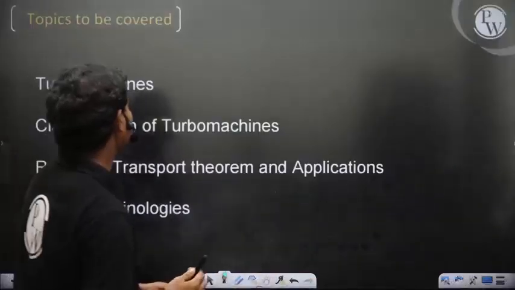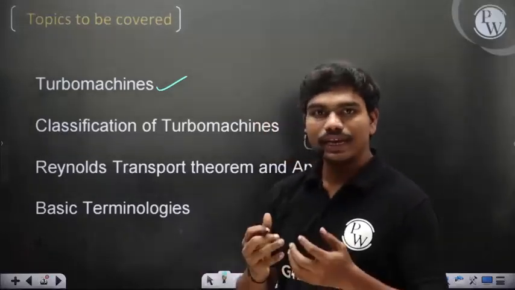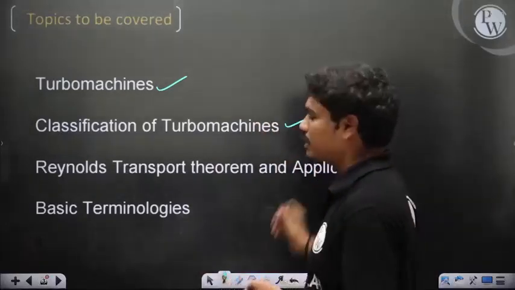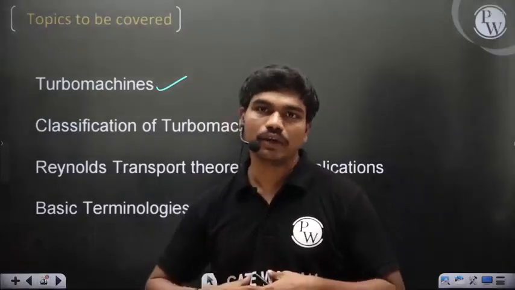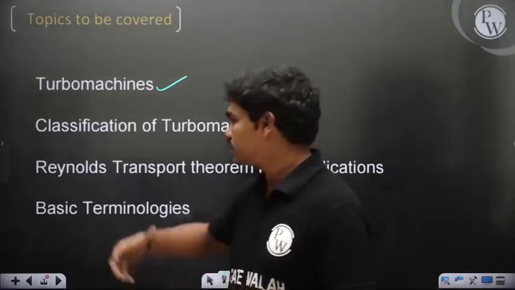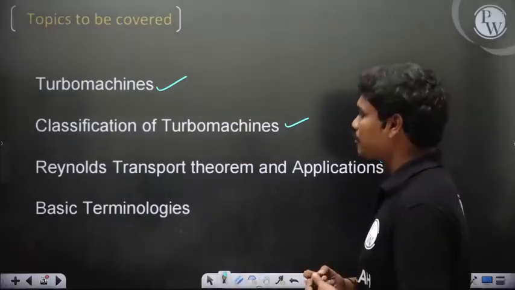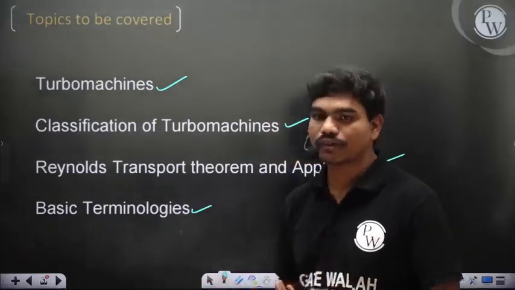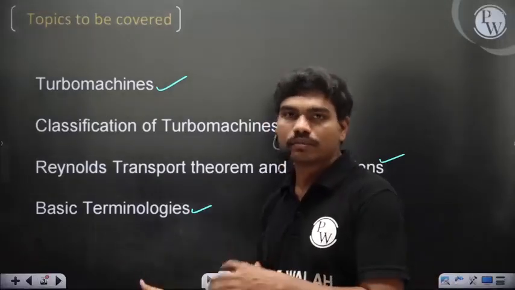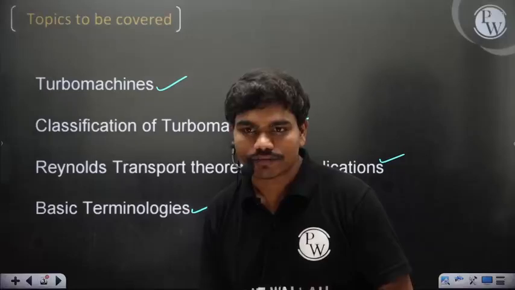So in this lecture, we will first see the definition of turbo machines, then we'll see the broad classification of turbo machines. There are a lot of classifications, depending on working fluids and depending on the type of the machine. That is the whole classification. It involves the transport theorem, RTT and its applications, and basic terminologies as well. We'll look at some basic terminologies, and when time permits, we'll also look at dimensional analysis. Okay, so that's how we'll do it.